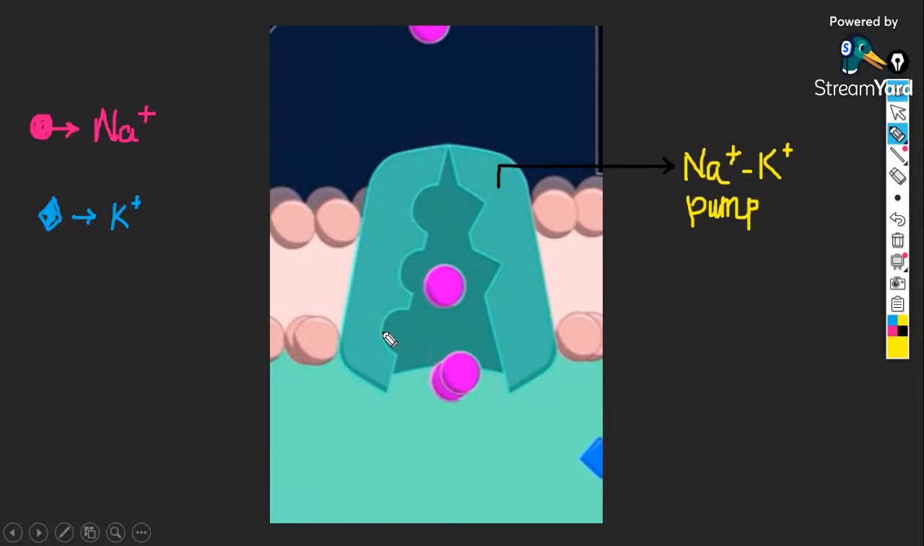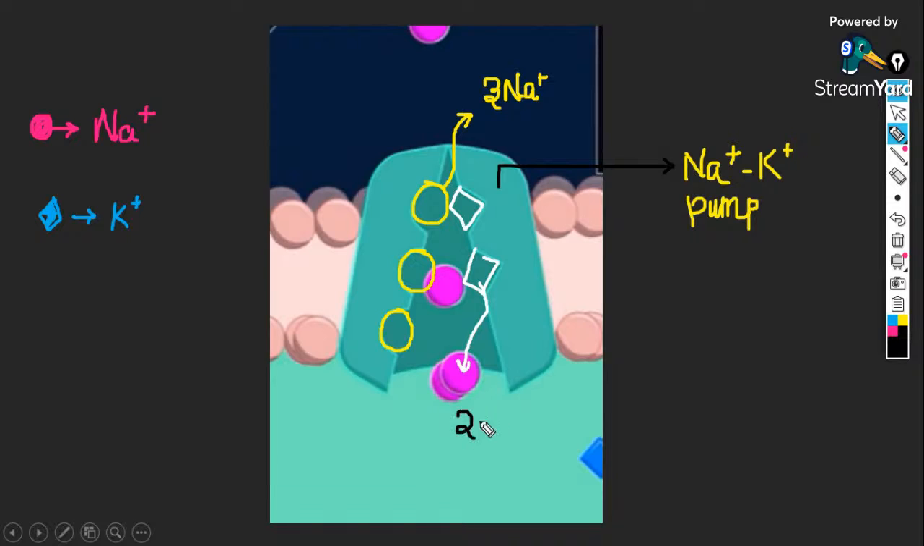So the sodium potassium pump is going to accommodate 3 sodium ions over here, and it is going to pass these 3 sodium ions outside the membrane. Similarly, they will take 2 potassium ions and pass these 2 potassium ions towards the inner part. So let's have a look at that video.